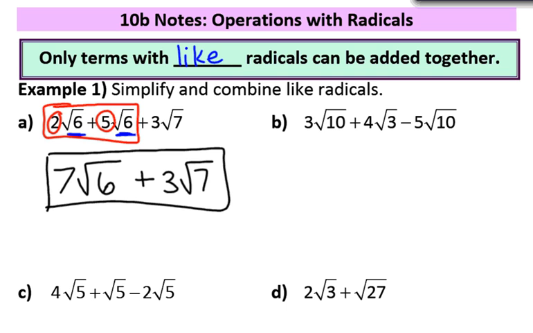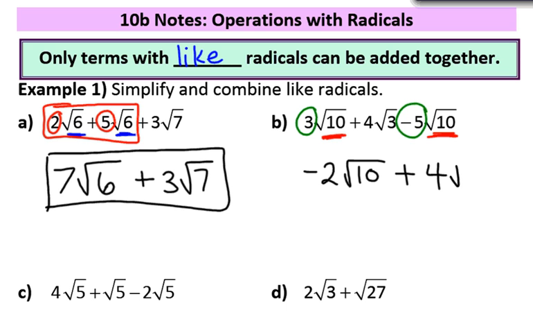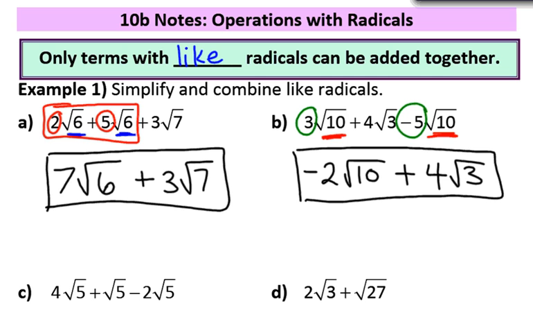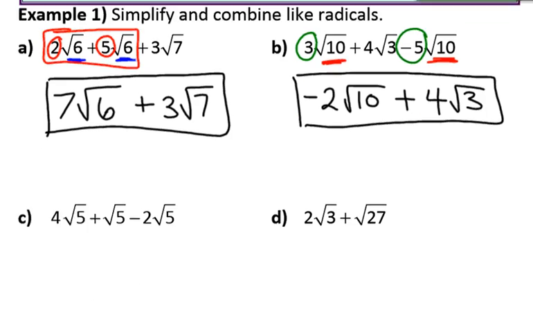In B, we have the square root of 10, square root of 3, which is not alike, and then another square root of 10. Now look at the coefficients, including the sign in front. I have 3 here, and with the other square root of 10, I have the negative 5. Don't forget that negative. So what you're doing is 3 plus negative 5, or 3 minus 5, and 3 minus 5 is negative 2. So we have negative 2 square root of 10. Then the 4 root 3 doesn't have anything else to add with, so we just add it to the end, and that's our answer. Okay, so let's keep trying for part C.